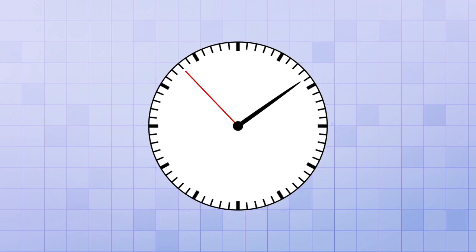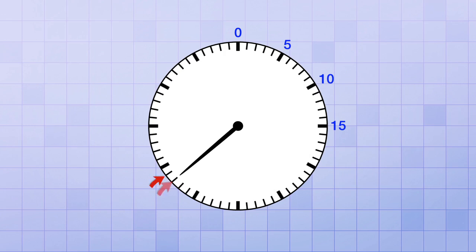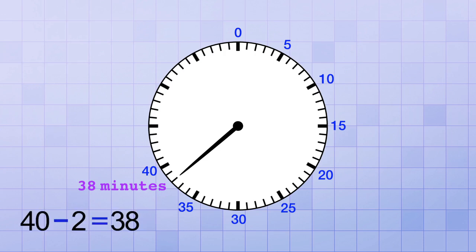For example, if the second hand is pointing right here, you can tell right away that it's just 2 marks past the 15th mark, so it's pointing at 17 seconds, since 15 plus 2 equals 17. And if the minute hand is pointing here, you'll quickly see that it's just 2 marks before the 40th mark, so it's pointing to 38 minutes, since 40 minus 2 equals 38.